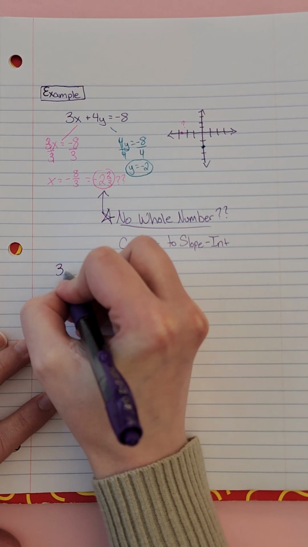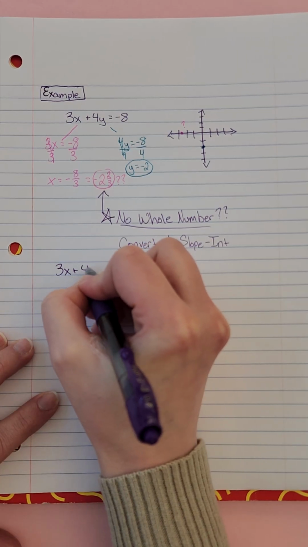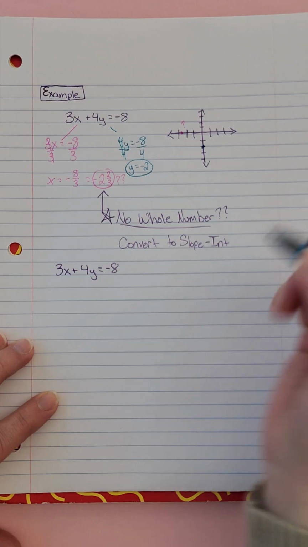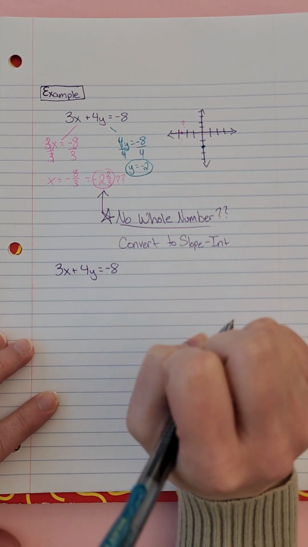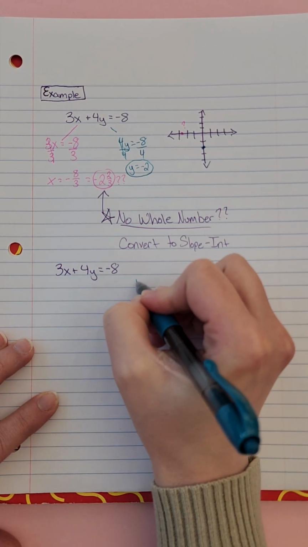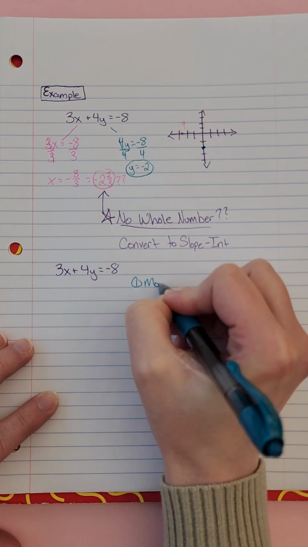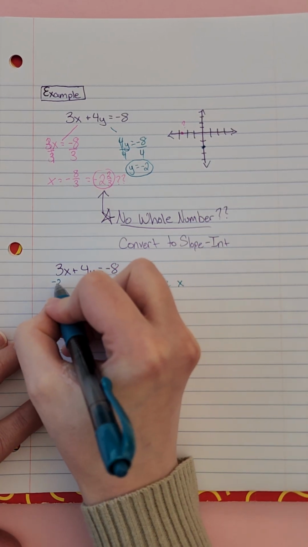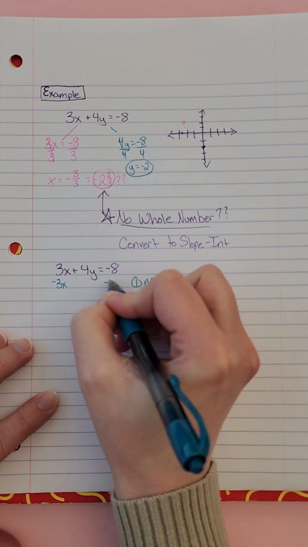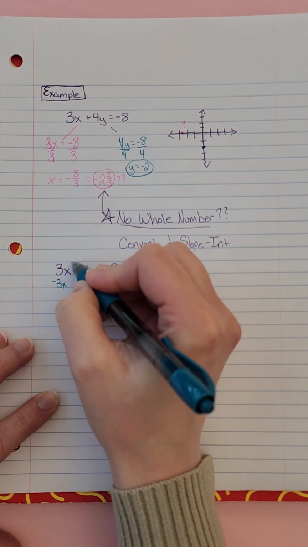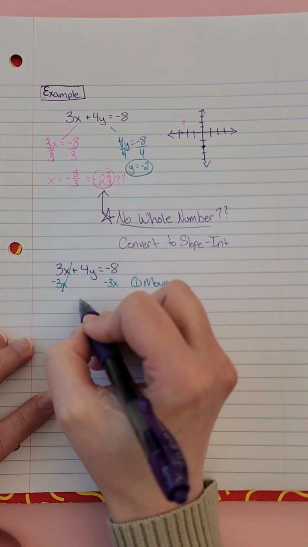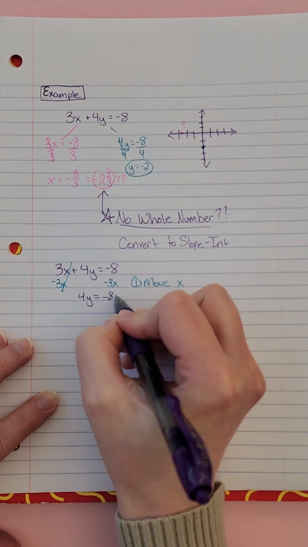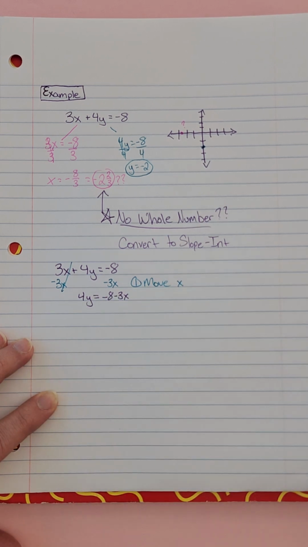We have 3x plus 4y equals negative 8. If I want to convert this to slope-intercept form, I have 2 steps. My first step is going to be to move my x to the other side. In this case, it is a positive 3x, so I subtract. Minus 3x, minus 3x. That guy goes away. 4y equals negative 8 minus 3x.